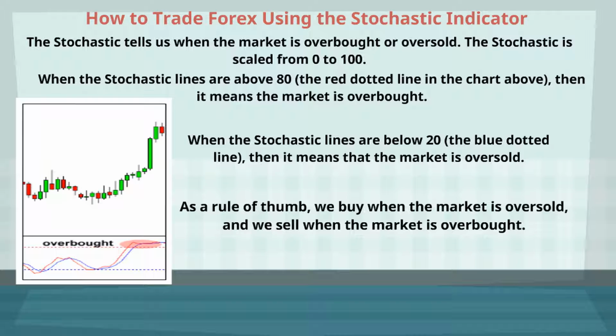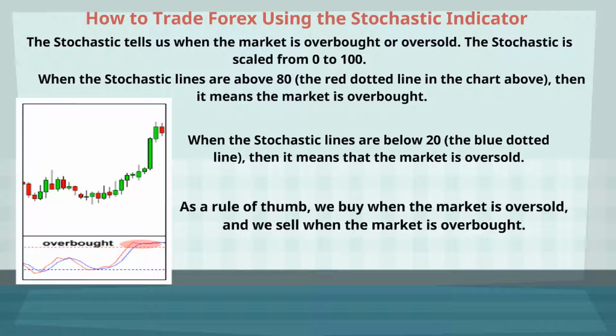The stochastic tells us when the market is overbought or oversold. The stochastic is scaled from 0 to 100. When the stochastic lines are above 80, the red dotted line in the chart above, then it means the market is overbought. When the stochastic lines are below 20, the blue dotted line, then it means that the market is oversold. As a rule of thumb, we buy when the market is oversold, and we sell when the market is overbought.